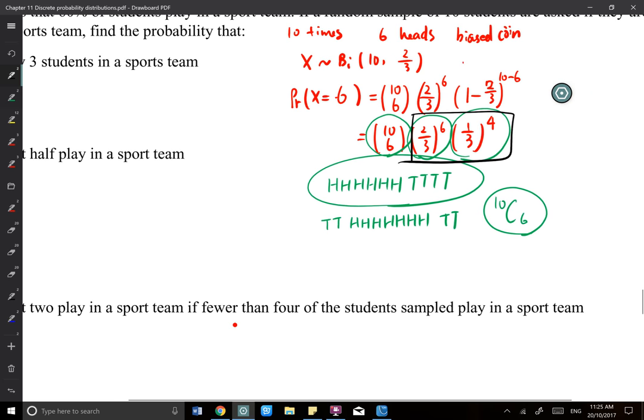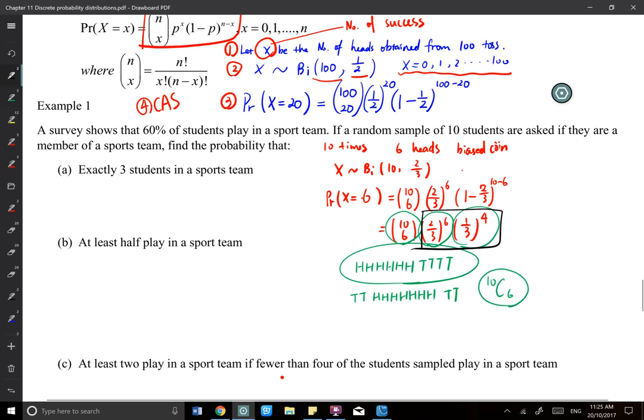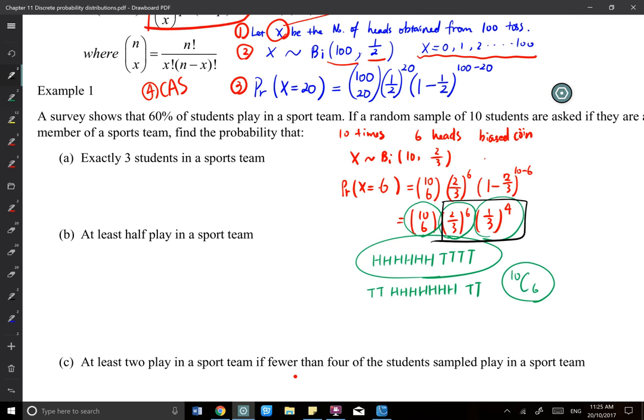Let's have a look at the question below. A survey shows that 60% of the students play on a sport team. Okay, I will ask you in this way. If I select Annie to ask, do you play sport? What's the probability you think she will say yes?